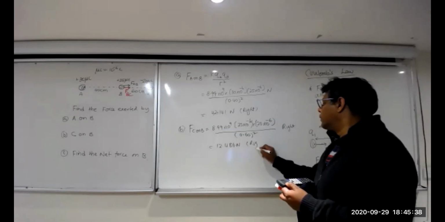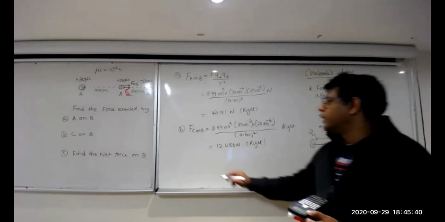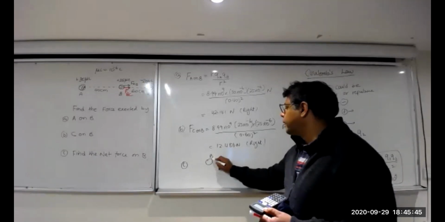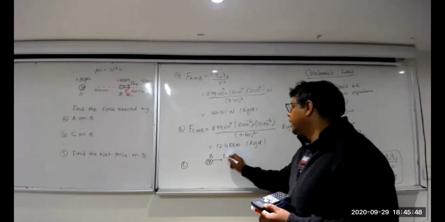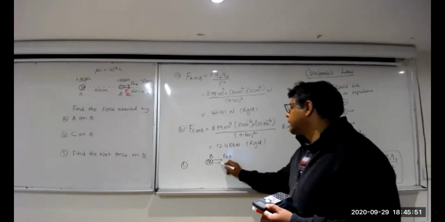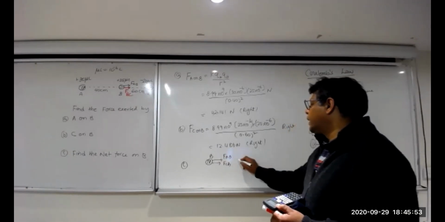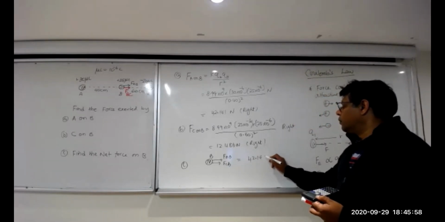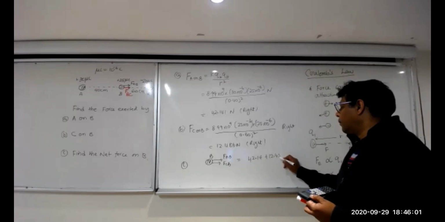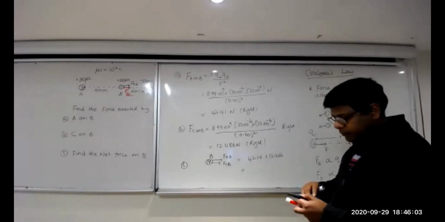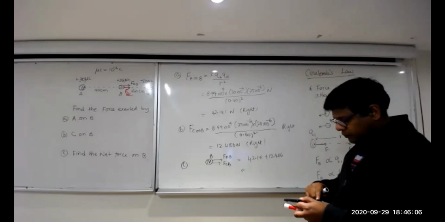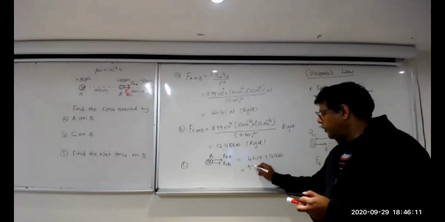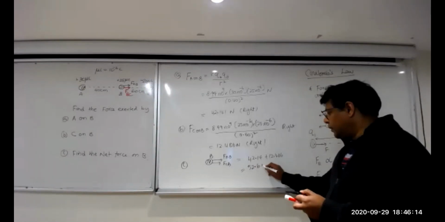Right. So you have two forces acting in the same direction. Therefore, the net force on B, you have AB as well as CB, both acting to the right. That means 42.14 plus 12.486, you get 52.63 newtons to the right.